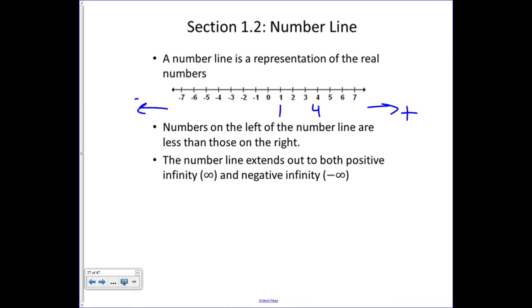Now this number line extends out to both positive infinity and negative infinity. It goes on forever in both directions. So even though it stops, these little arrows imply that it keeps going. And so it's going to go all the way out to positive infinity and negative infinity. So all of the real numbers are covered on the number line.